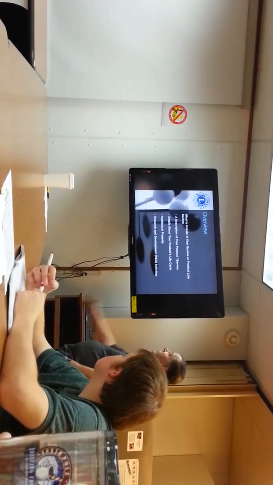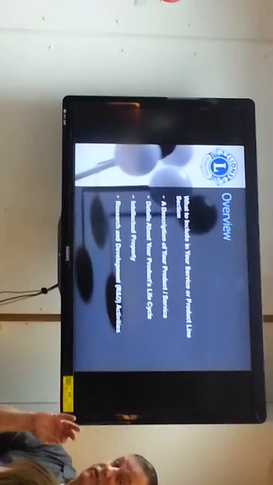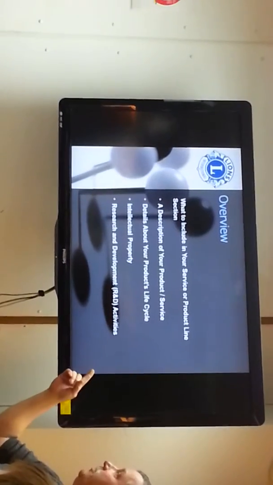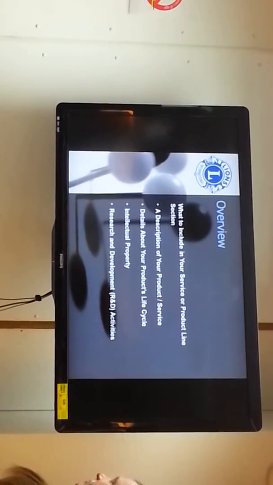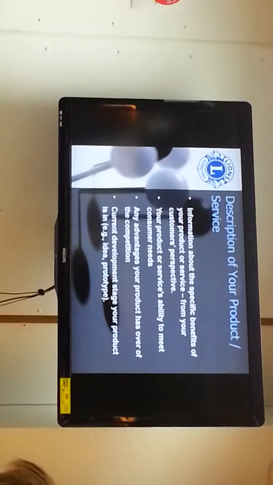So these are the things I will hit. Pretty much, here's a description of your product or service, some details about your product's life cycle, a little bit about intellectual property, and then lastly R&D.